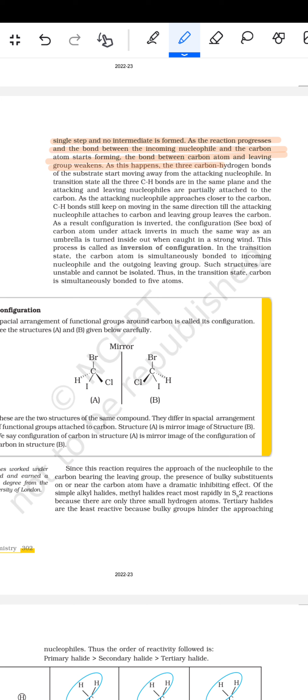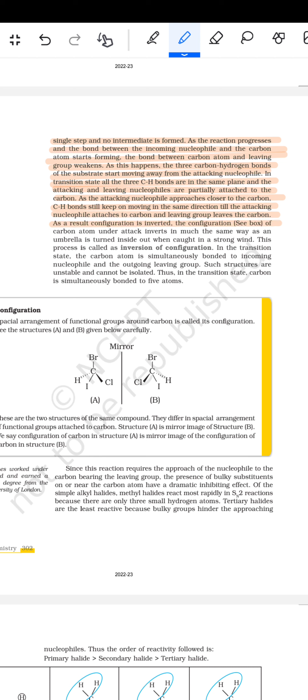As this happens, the three carbon hydrogen bonds of the substrate start moving away from the attacking nucleophile. In the transition state, all the three CH bonds are in the same plane, and the attacking and the leaving nucleophiles are partially attached to the carbon. As the attacking nucleophile approaches closer to the carbon, the CH bonds still keep on moving in the same direction till the attacking nucleophile attaches to the carbon and the leaving group leaves the carbon. As a result, the configuration is inverted.